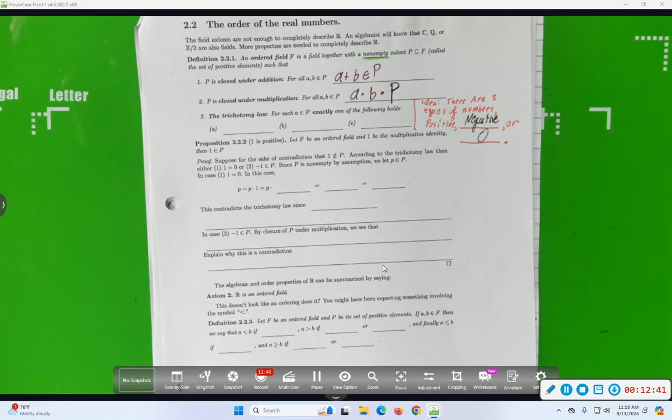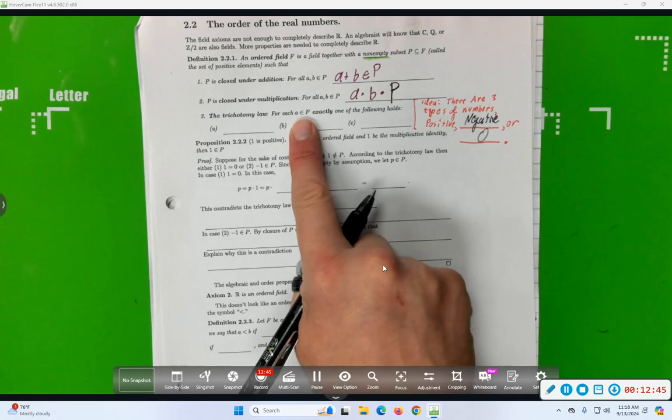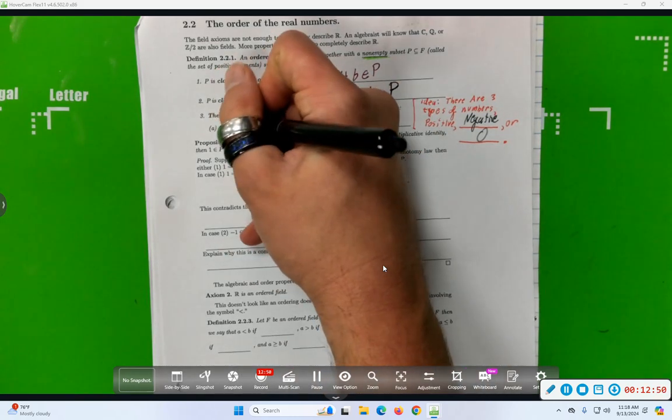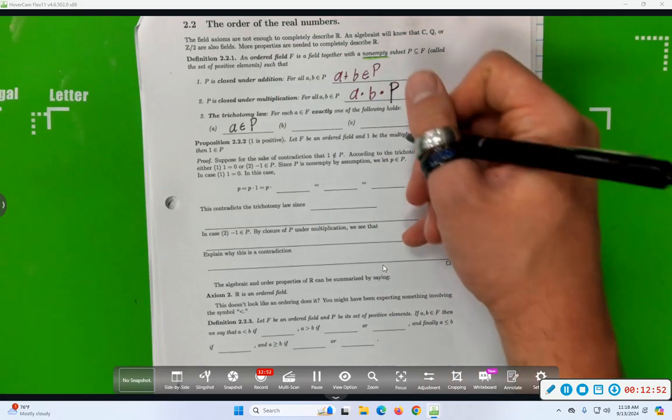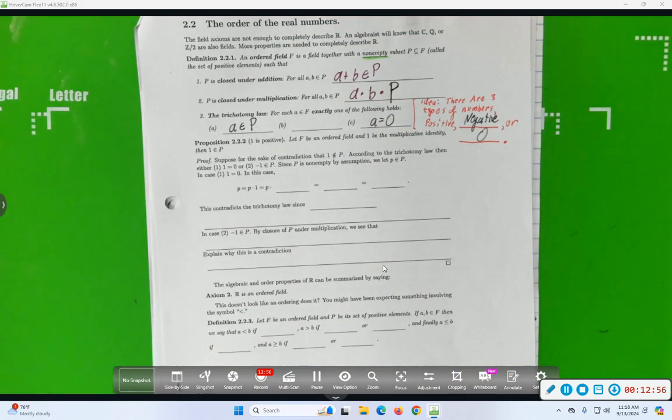So the trichotomy law says that for every A in this field, exactly one of three things happens. Either A is positive, A is 0, or A is negative. And I don't have a symbol right now for negative, but what does it mean to be negative if you know what it means to be positive? Inverse being positive.